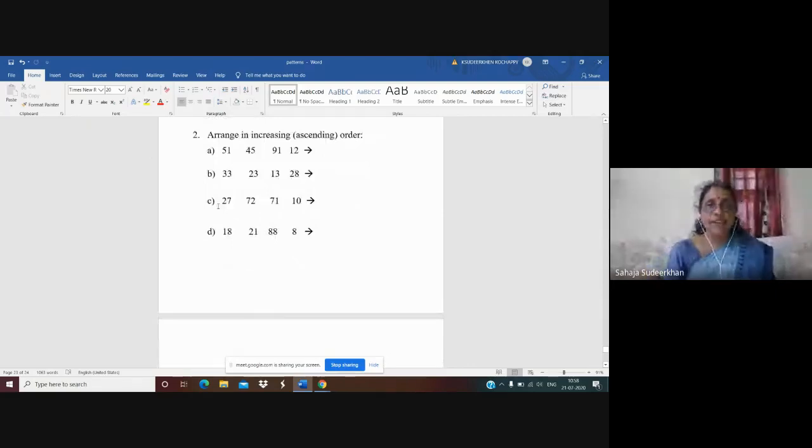Okay. Next. We have already learned increasing order and decreasing order. Increasing order means ascending order. We have to arrange the numbers in increasing order, means from the smallest to the greatest or biggest number. So here, how many numbers are here? 1, 2, 3, 4. All 4 numbers are 2-digit numbers.